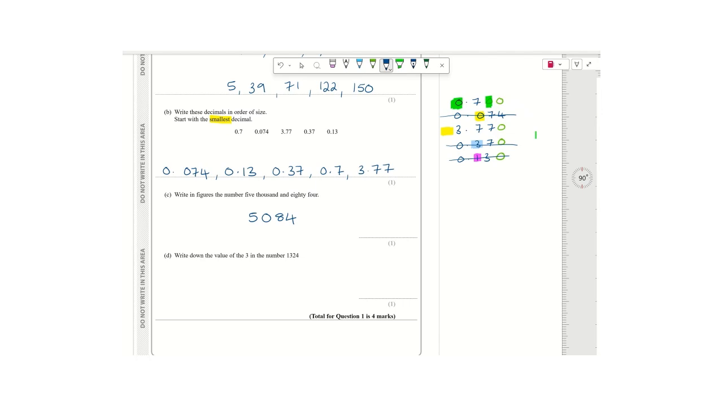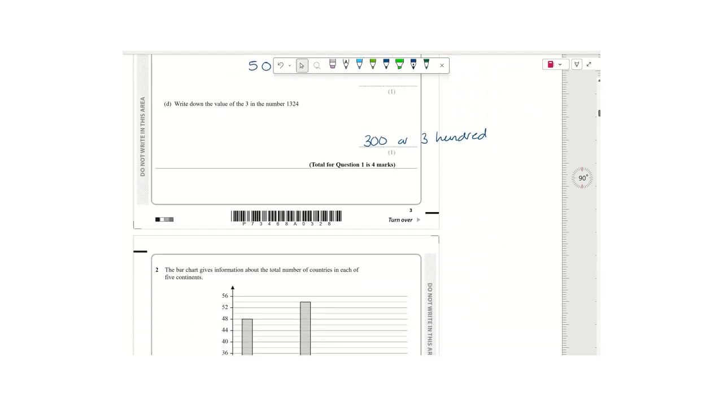And then part D, write down the value of the 3 in 1,324. So it's 300, or you can write 300 like that if you prefer. But 300 as a number is absolutely fine.